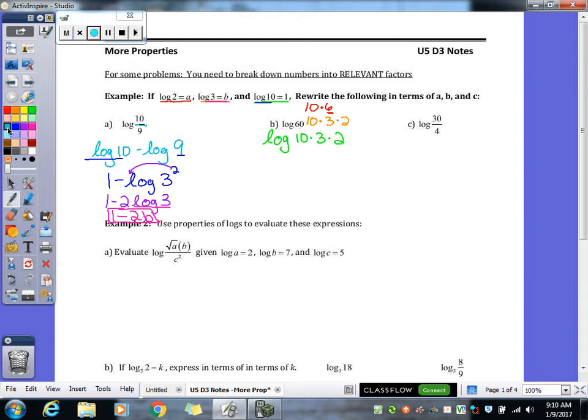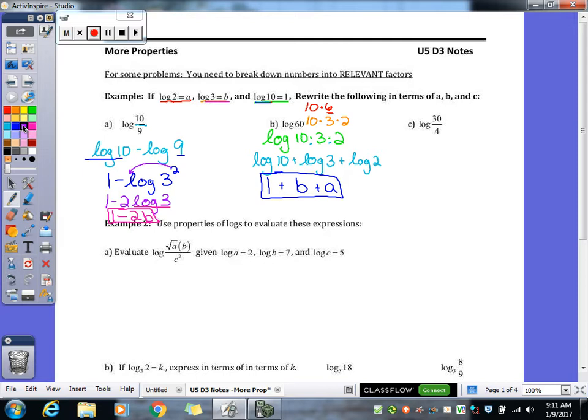Then using our log properties, whenever things are being multiplied, that means we're really adding them. So log 10 plus log 3 plus log 2. And now we can do all of our substitutions. Log 10 is 1, log 3 is b, log 2 is a. And that would be our final answer for that one.